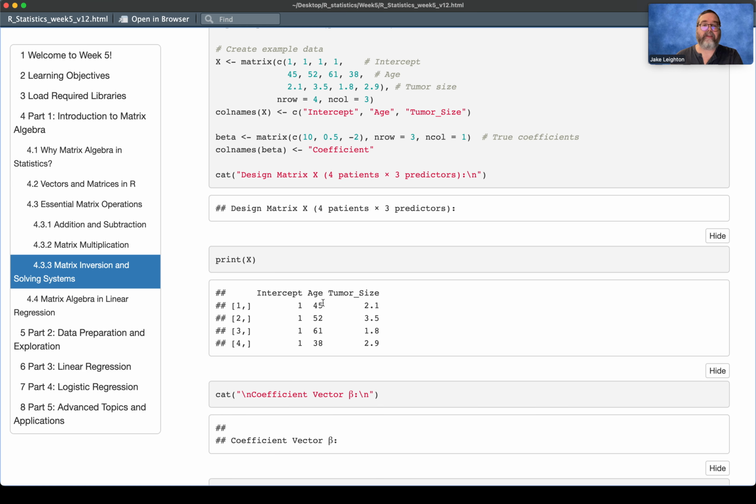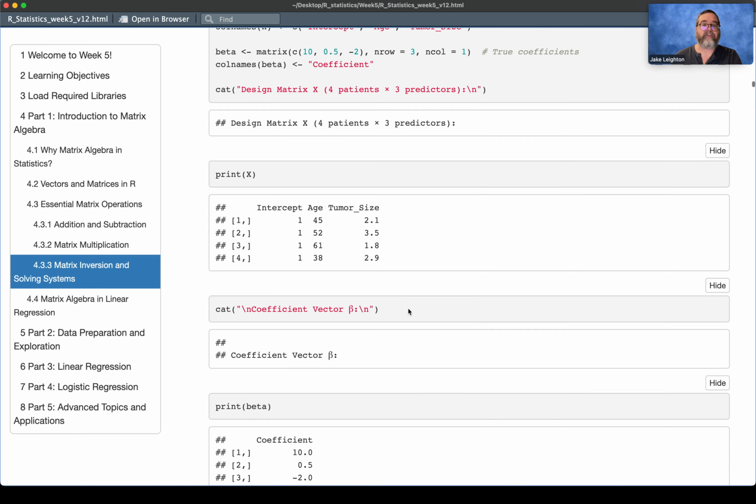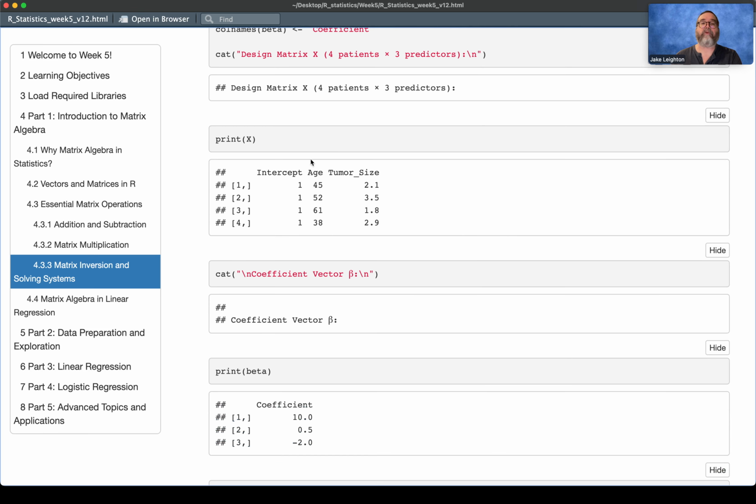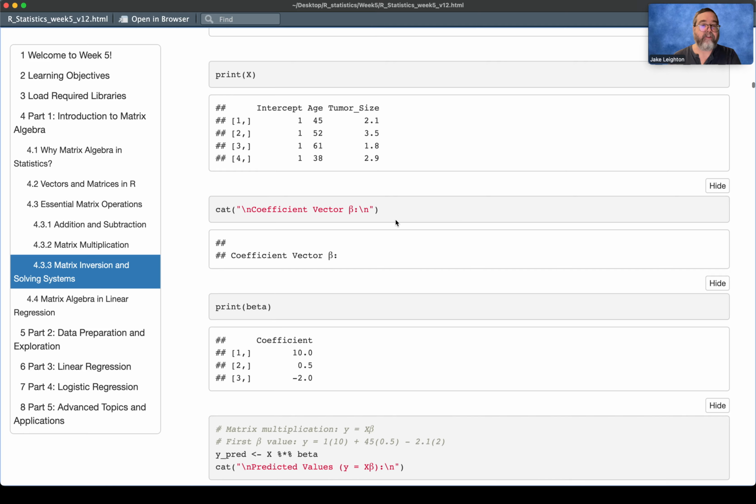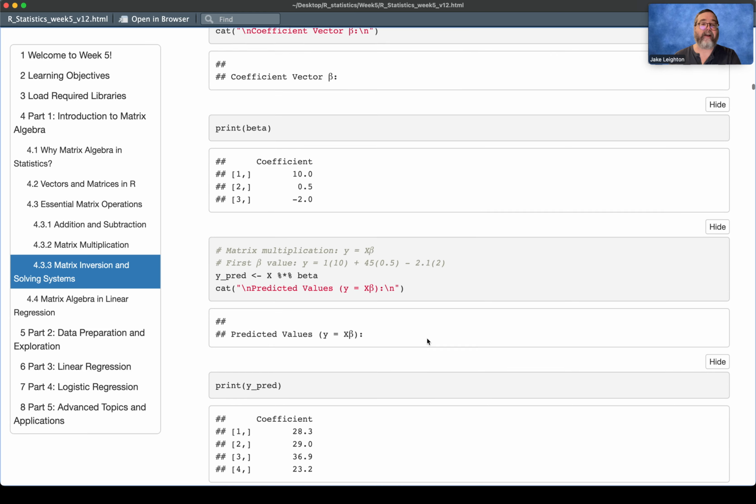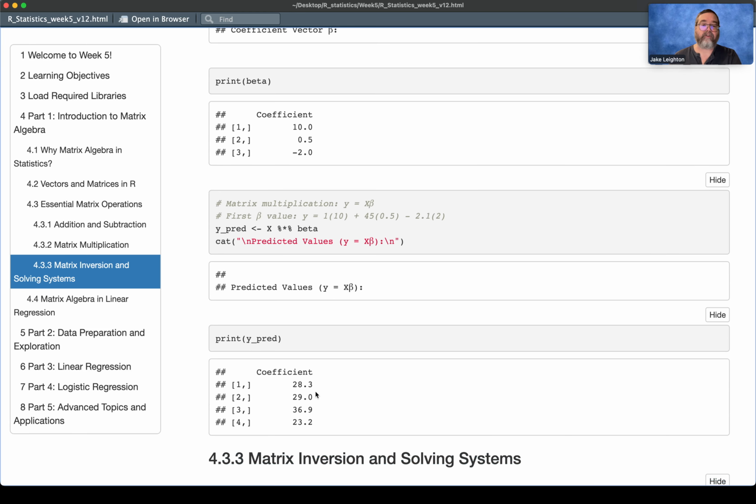But really look at this as kind of our model matrix for linear regression. And then we look at our beta values. So for intercept, age, and tumor, you'll have your separate coefficient value. You'll see here we have our coefficients, the coefficient vector. And then we have our response, or our result, right? Our 4 patients, and what is their result.